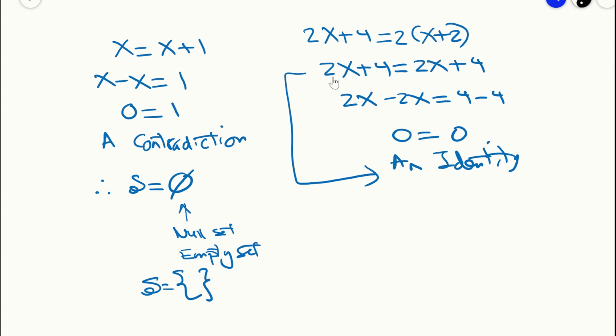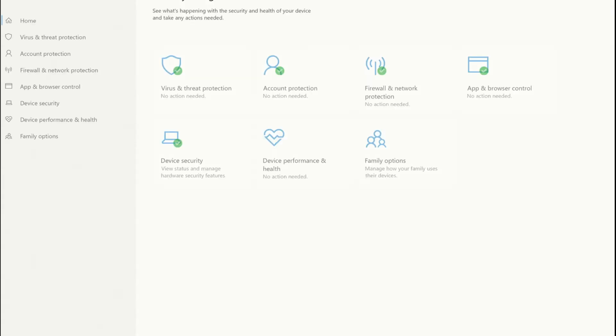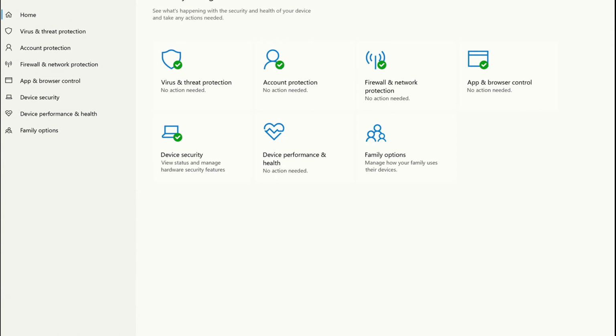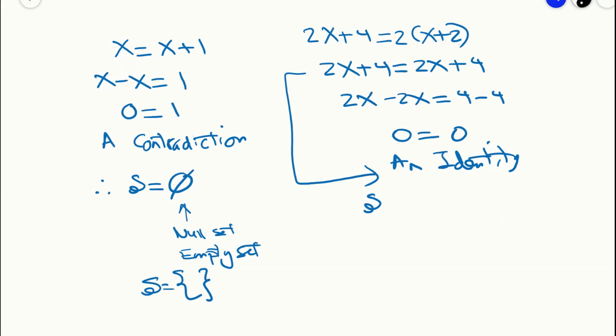Every real number, it doesn't even have to be whole numbers. Plug in a half, it's going to become true. Plug in pi, it's going to become true. Plug in the square root of 2, it's going to become true. So therefore, every real number is a solution of such an identity. So we say the solution set is the set of all real numbers, like that.